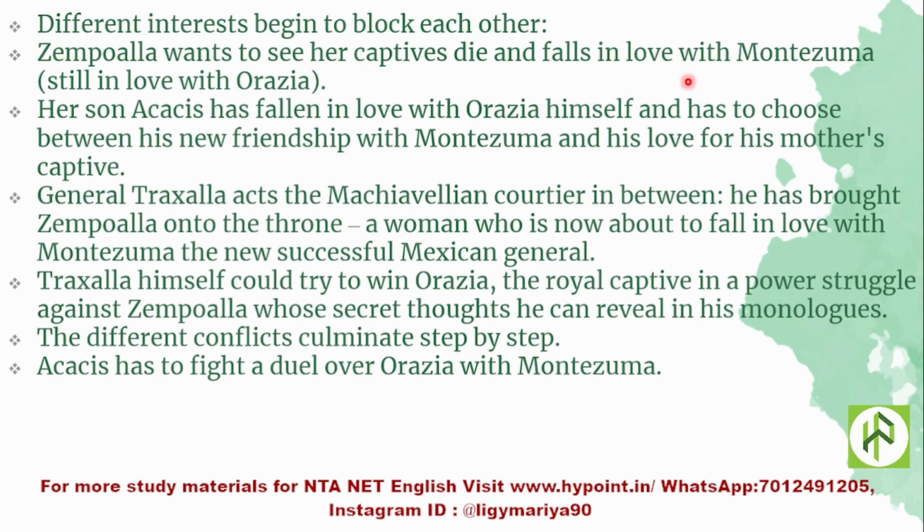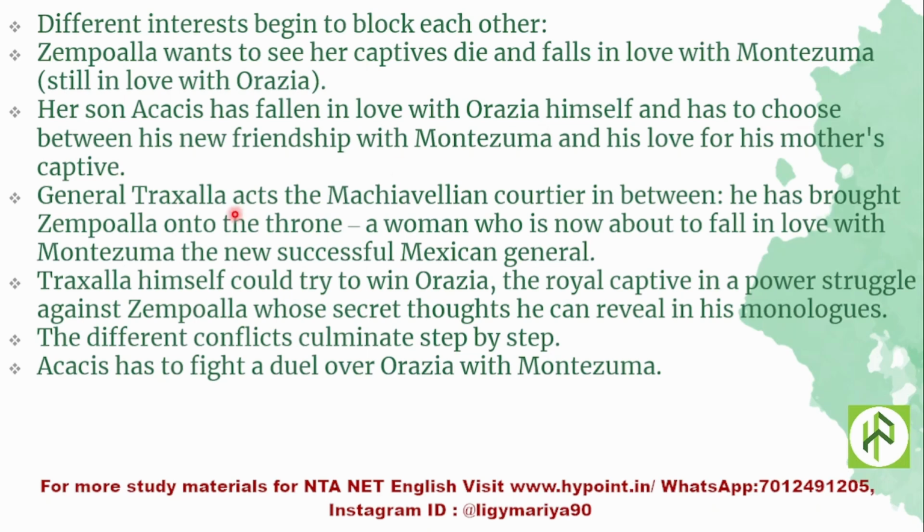Her son Acasis has fallen in love with Orazia. So Acasis also fell in love with Orazia himself and has to choose between his new friendship with Montesma and his love for his mother's captive. He knew that Montesma is in love with Orazia, is obsessive about her, and always cherishes marrying her, and he needs to choose between the new friendship he found with Montesma or his own love for his mother's captive.